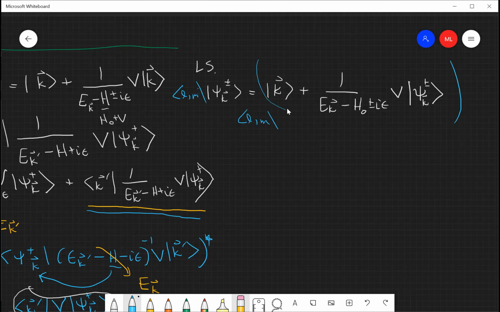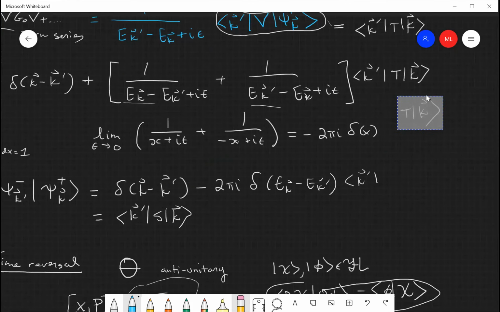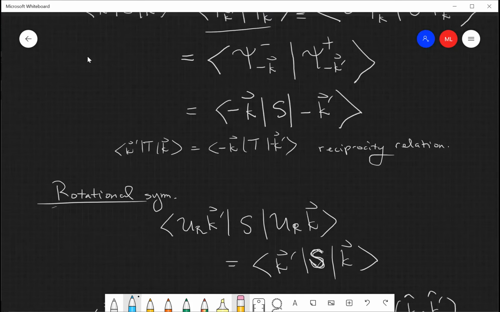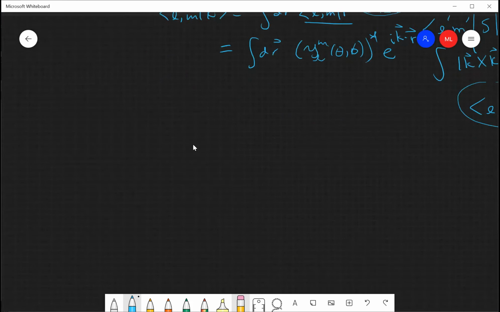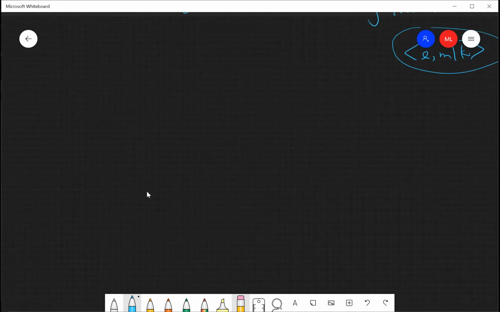So you can play games like this, sticking in completeness relations everywhere, and replacing things with either spherical harmonics or plane waves. So there's a lot you can do, but hopefully you see that this formal structure in terms of the S matrix connects all these things together into one thing, really. And it's not that surprising, because all you're doing is just solving the Schrodinger equation.